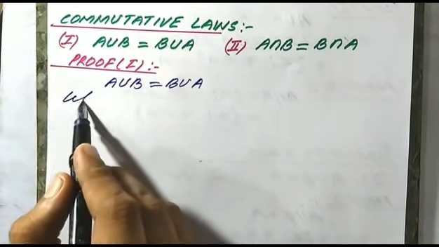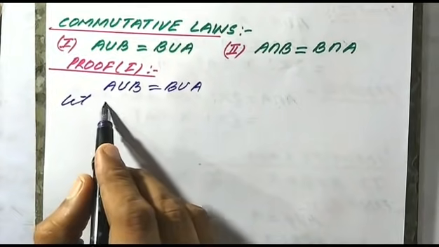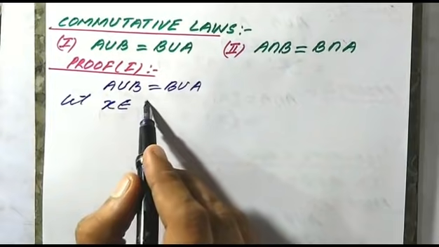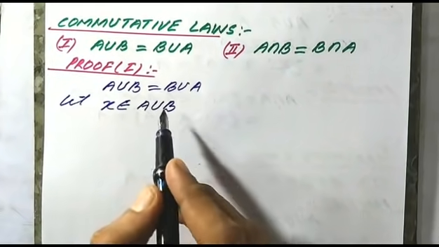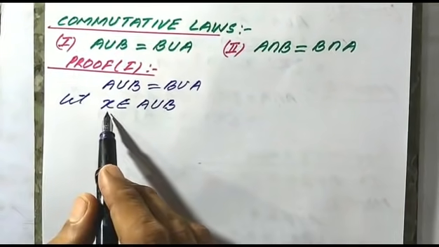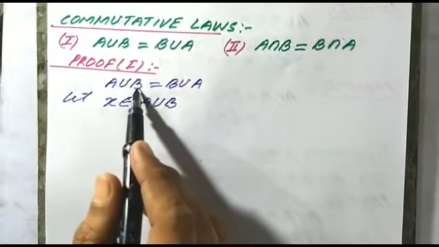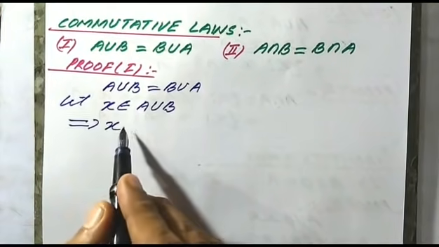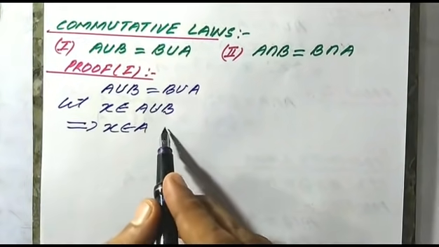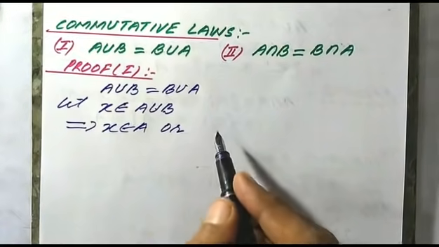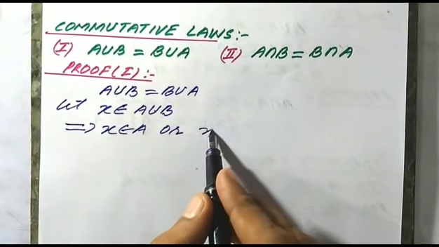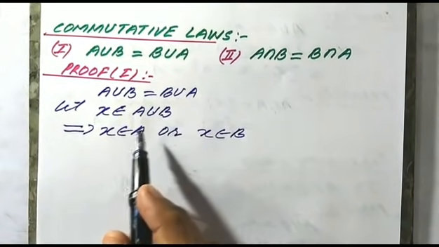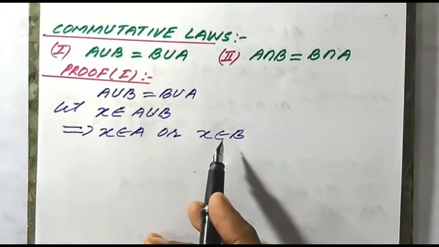To prove this law, we take an arbitrary element x which belongs to A union B. We let x belong to A union B, the left hand side, and by definition it implies that x belongs to A or, using the word or, x belongs to B. So if x belongs to A union B, then x belongs to A or x belongs to B.